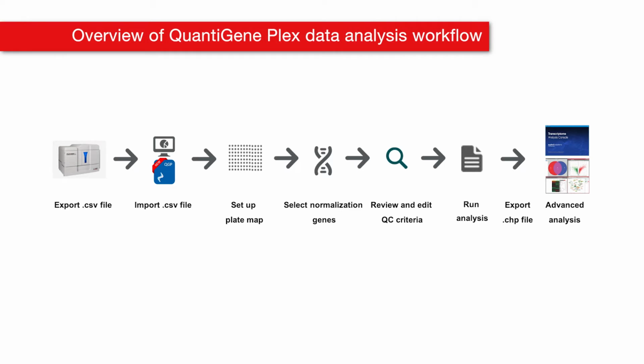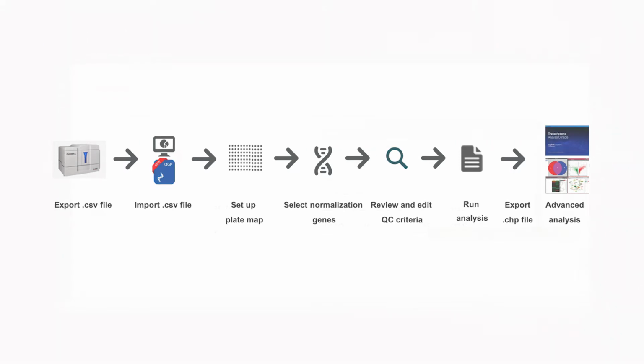This diagram shows the overall workflow for QuantiGene Plex data analysis. A CSV file is exported from the Luminex instrument and then uploaded to the cloud. Once in the cloud, the user can define the plate map by identifying background wells and different treatment groups. Normalization genes are then selected and QC parameters can be reviewed. After running the analysis, the cloud software generates normalized expression data and fold change calculations. For more advanced analysis, chip files are exported from the cloud software and imported into the Applied Biosystems Transcriptome Analysis Console, otherwise known as TAC software.